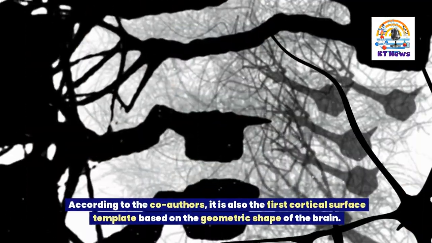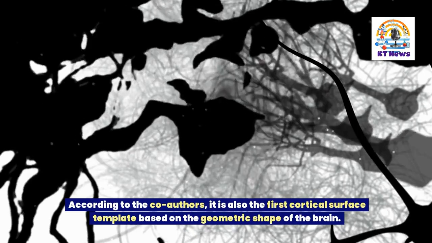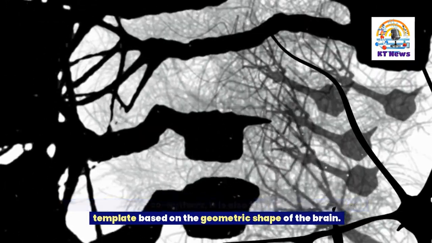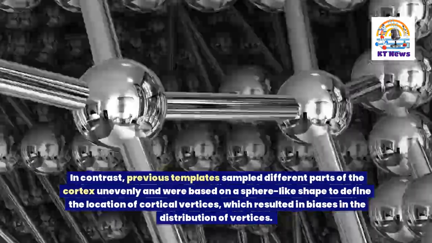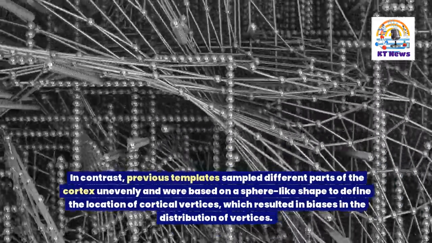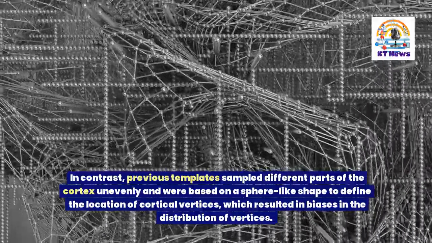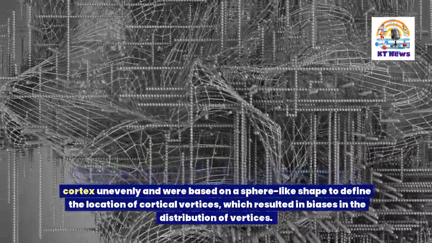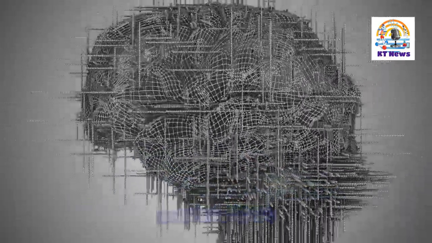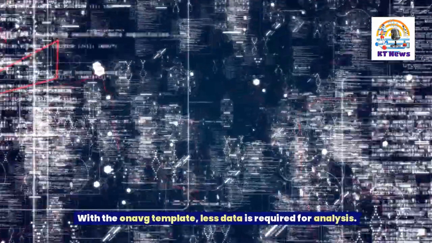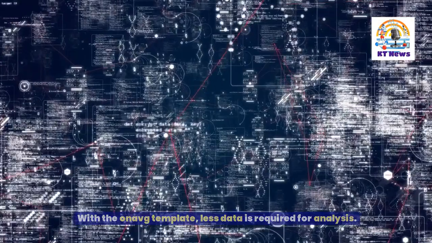According to the co-authors, it is also the first cortical surface template based on the geometric shape of the brain. In contrast, previous templates sampled different parts of the cortex unevenly and were based on a sphere-like shape to define the location of cortical vertices, which resulted in biases in the distribution of vertices. With the Onavg template, less data is required for analysis.